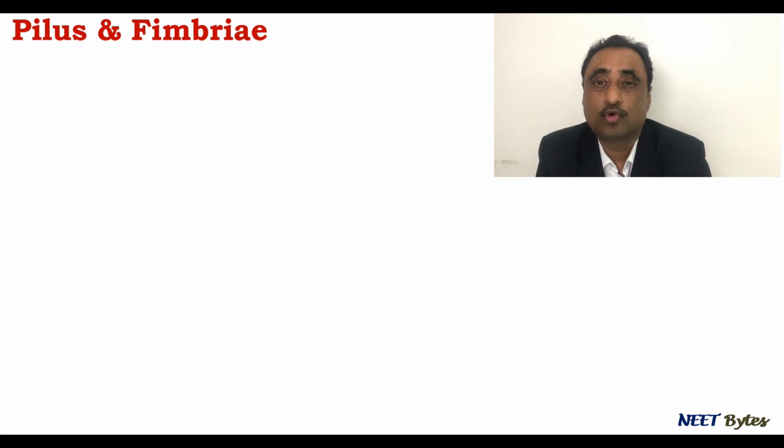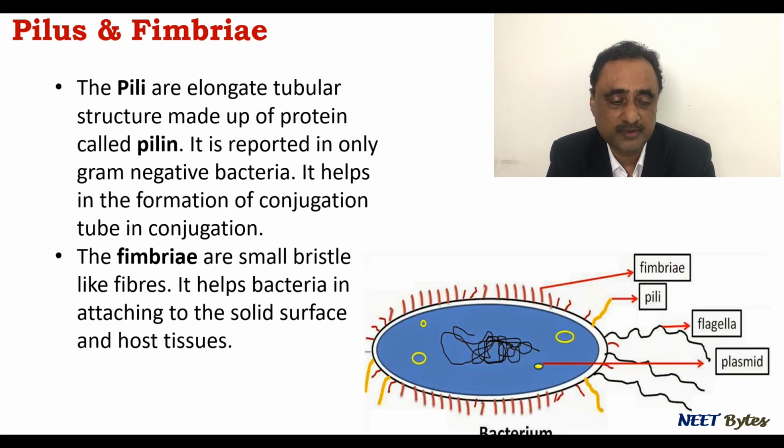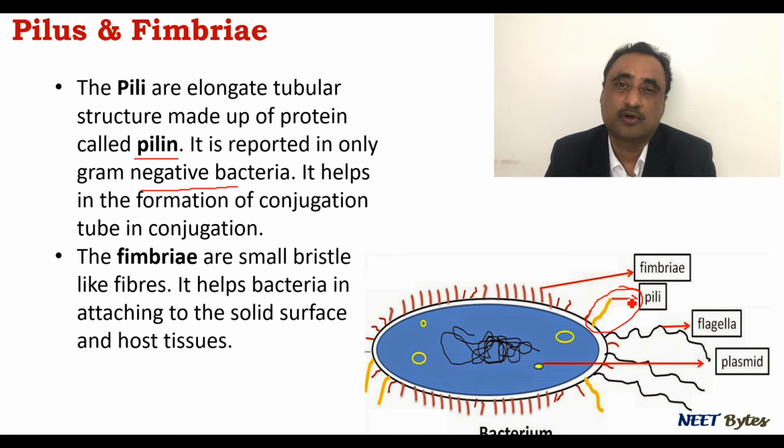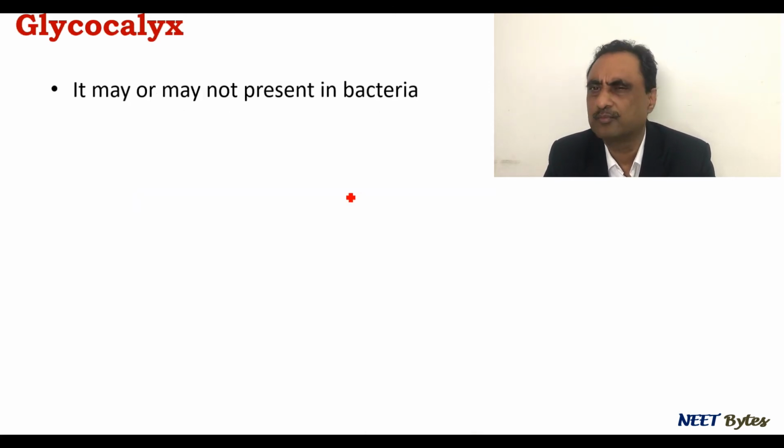Now let's talk about another locomotory organ or another surface appendage, what we call pilus and fimbriae. They are mostly found in gram-negative bacteria. So the pili are elongated tubular structures that are made up of a protein called pilin, okay? And it is reported in gram-negative bacteria. You can see in the diagram also, right? And mostly the function of the pilus or pili is during conjugation, when they form a conjugation tube. They play a very significant role in the formation of the conjugation tube during bacterial conjugation, okay? In addition to that, they have another bristle-like small structure, and we call them fimbriae, okay? The role of the fimbriae is that they help in attaching the bacteria to any surface. That is the role of pilus and fimbriae, right?